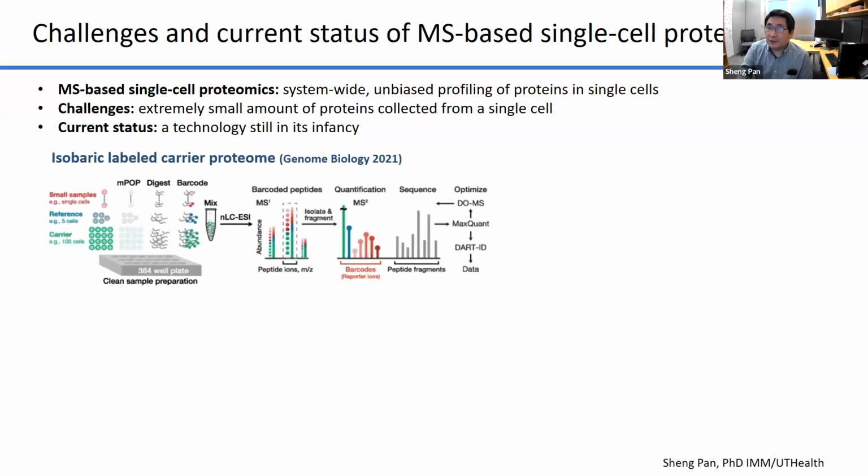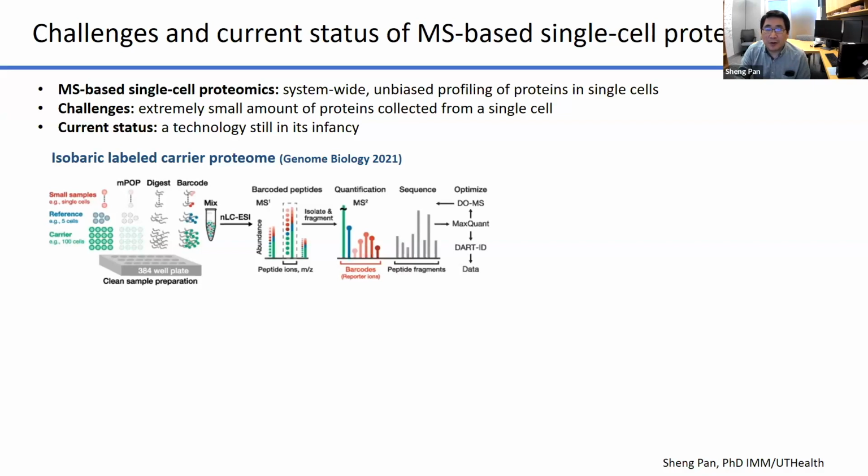Currently, a few platform technologies have been introduced. One of them uses an isobaric label carrier proteome, which is spiked into a single cell sample to enhance the signal intensity. This carrier proteome is anywhere from 25 to 500 times more abundant than the single cell. This technique was able to identify more than 2,000 proteins in a single cell.